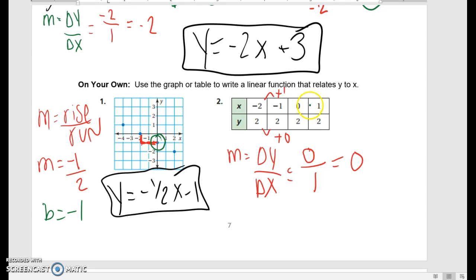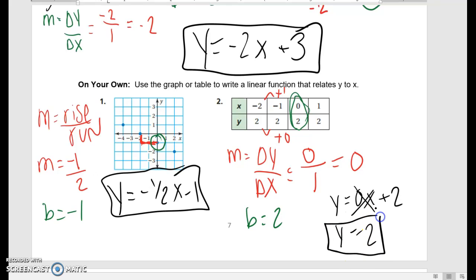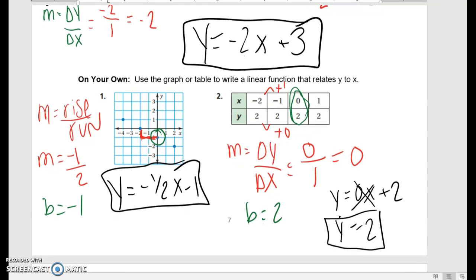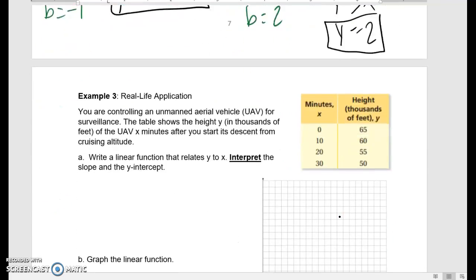I'm going to find my b. Whenever your x is 0, that's your y-intercept, so your b is 2. If I plug both of these into my equation, I'd be left with y equals 0x plus 2. But to simplify it even more, we know anything times 0 is 0, so that will cancel out, and you're just left with y equals 2. Okay. If you have any questions for me, I'll be there tomorrow to answer them.